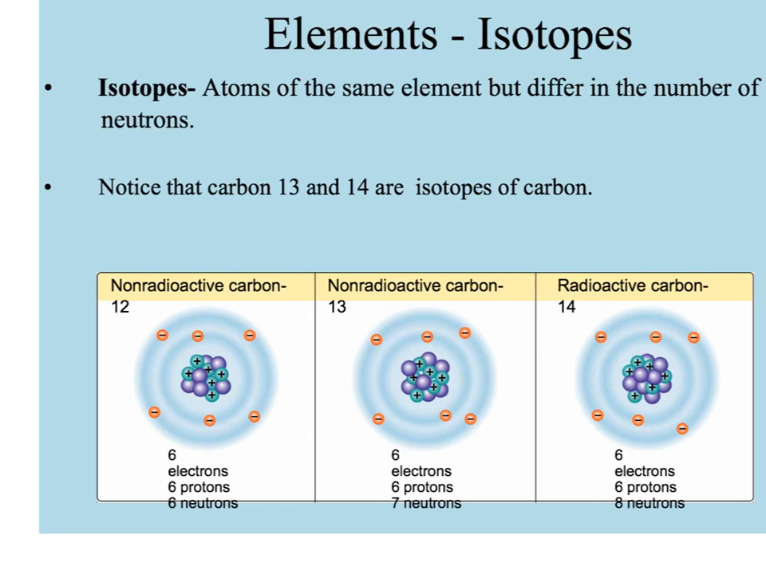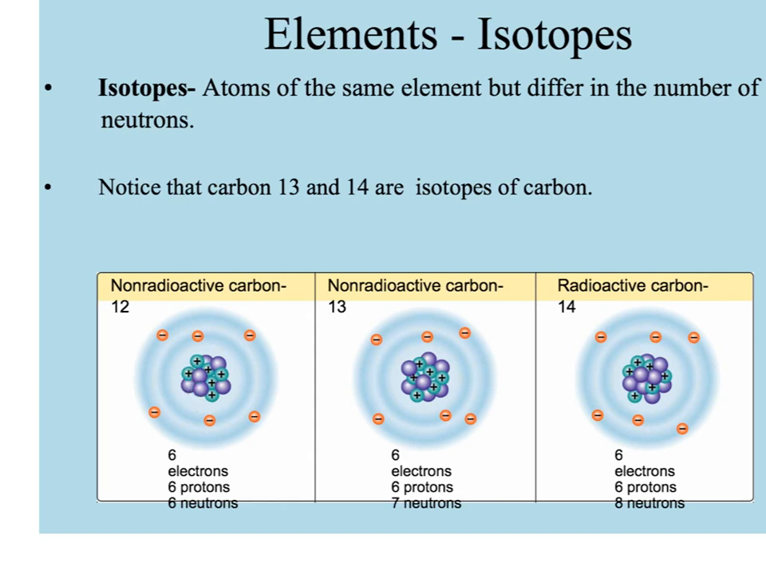So let's take a look at the picture representation that I have here for the 3 different types of carbon. The normal type of carbon is 6 electrons, 6 protons, 6 neutrons. So you see the 6 electrons here orbiting the nucleus of the atom, and then inside the nucleus you see the 6 protons and 6 neutrons.